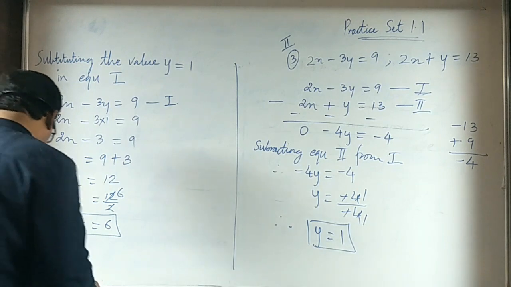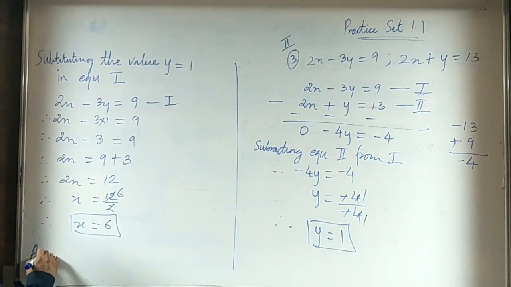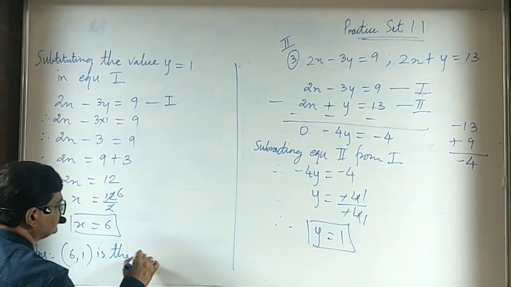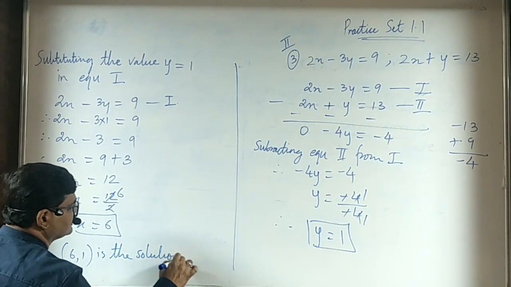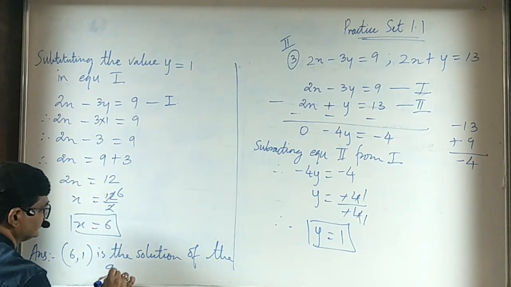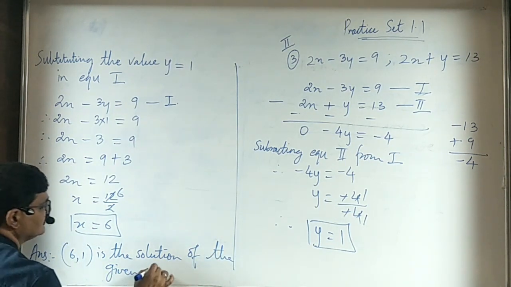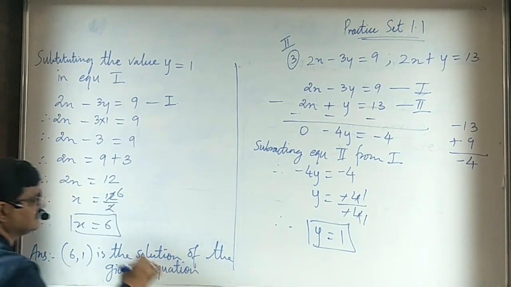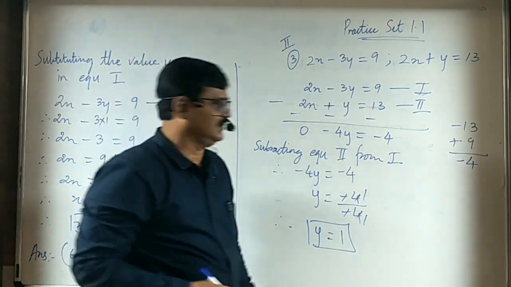We have to write Ans, and whose value has to be written first? The x value, then a comma, and then 1. So 6, 1 is the solution of the given equation. This is how you have to write the answer, and we have completed this sum: 6, 1 is the solution of the given equations.